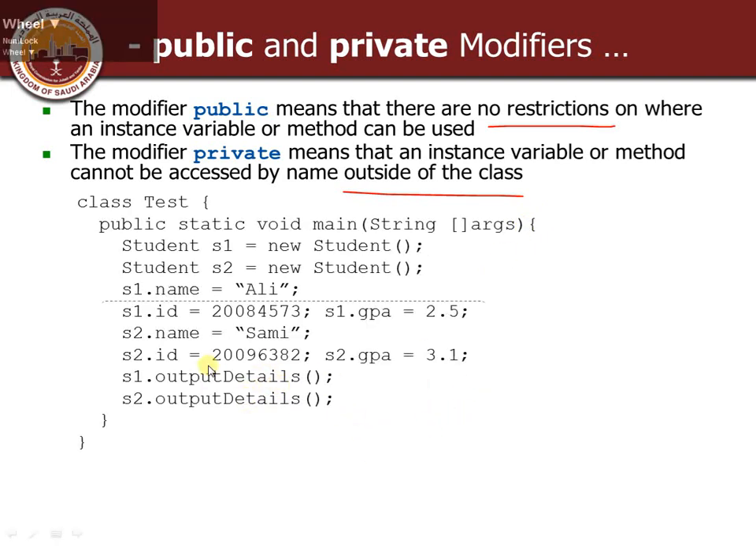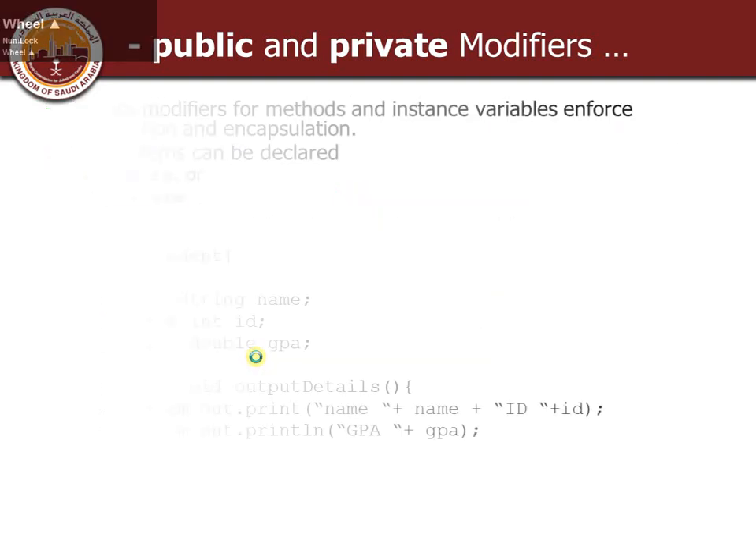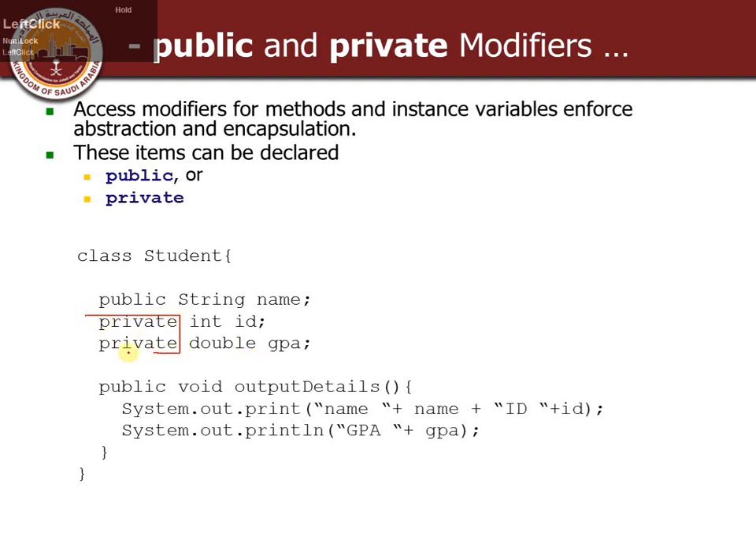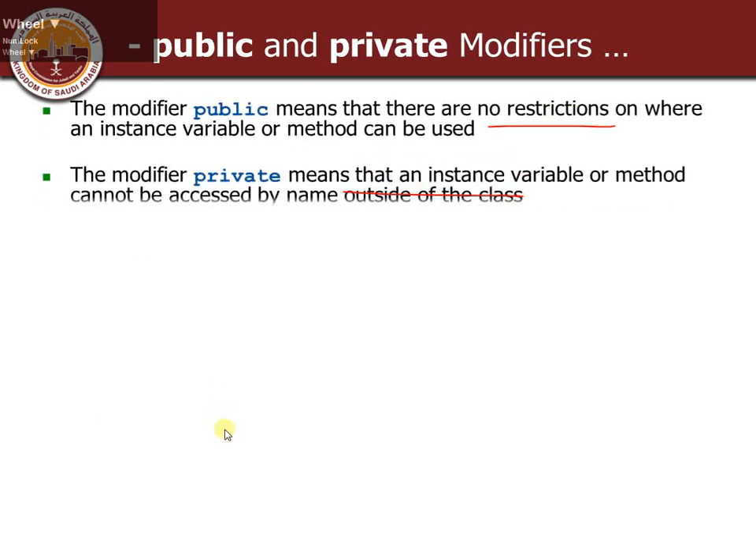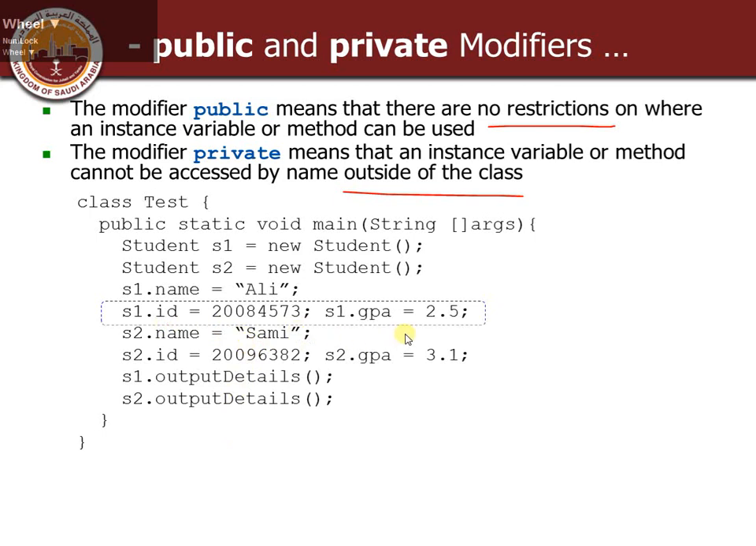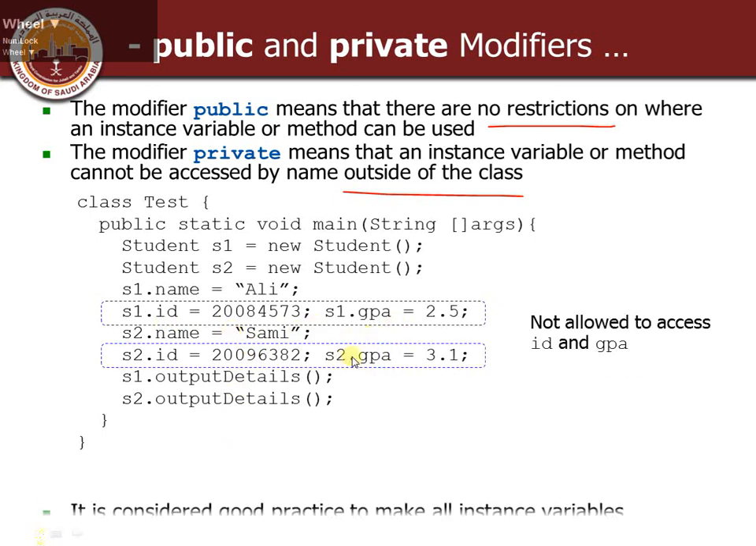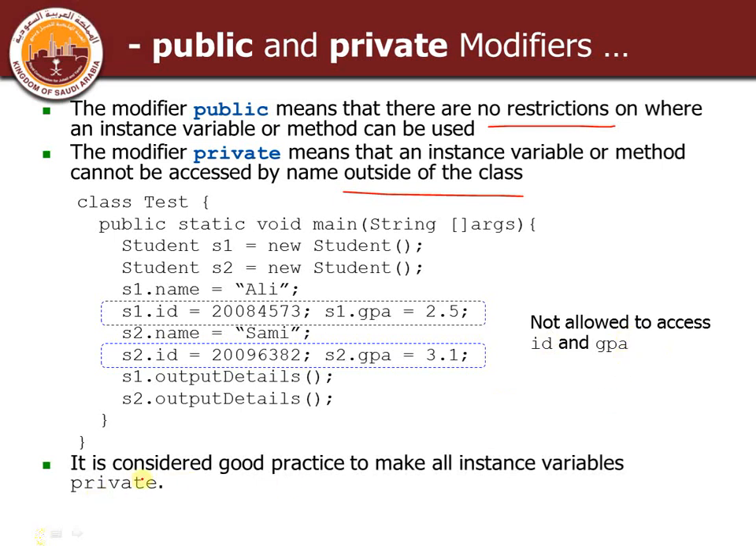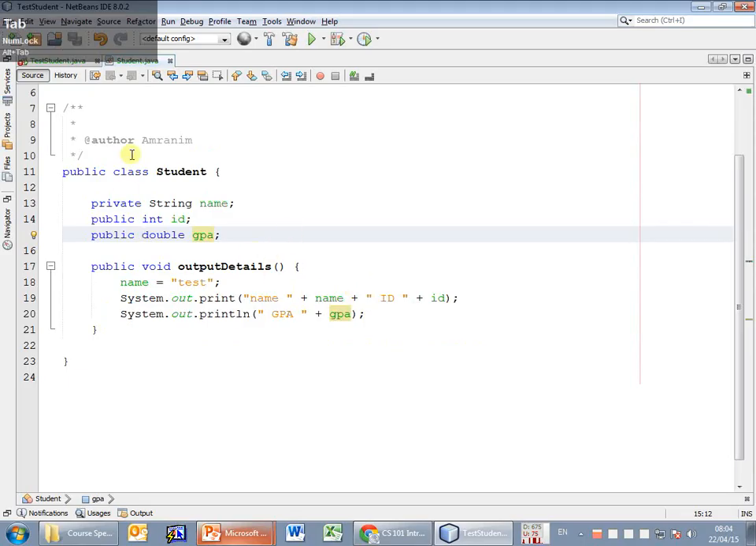Okay, so now this is going to give us a problem, isn't it? Because in this example, we put those two as private. If we change that to private, then these are going to give us some errors. And this is a good practice: to always make all instance variables private, even if I'm going to use them. That's why from now on, every time we declare something, we're going to make it private.